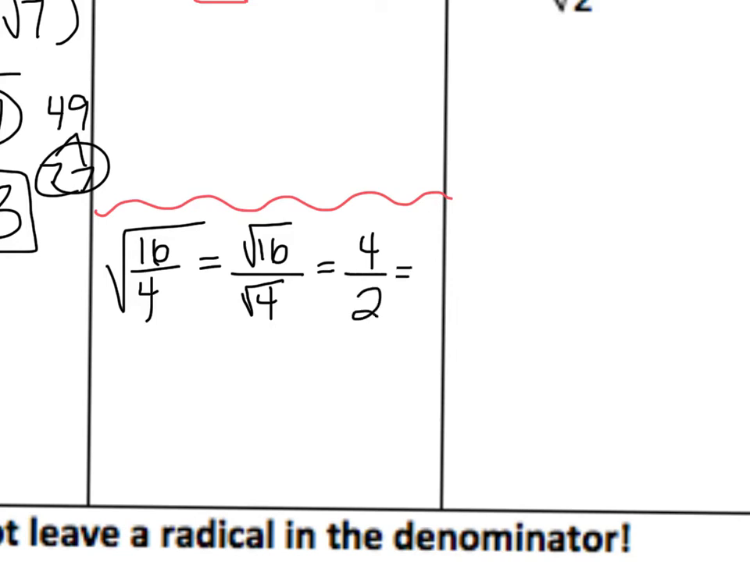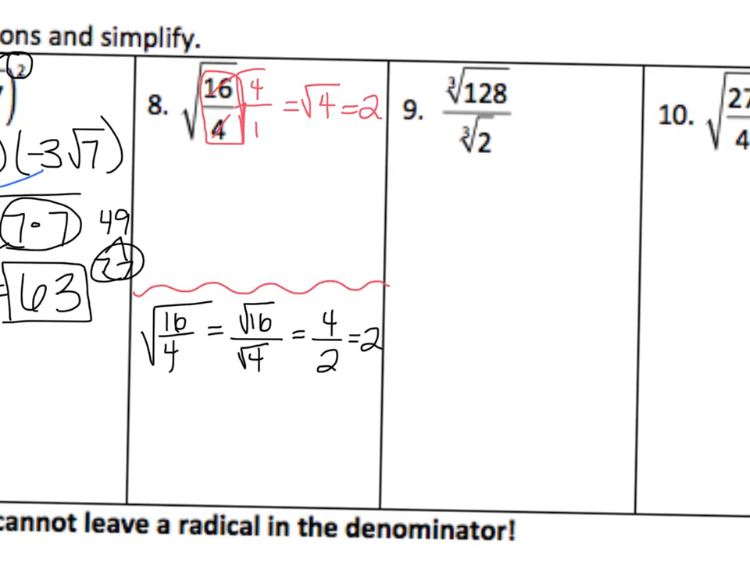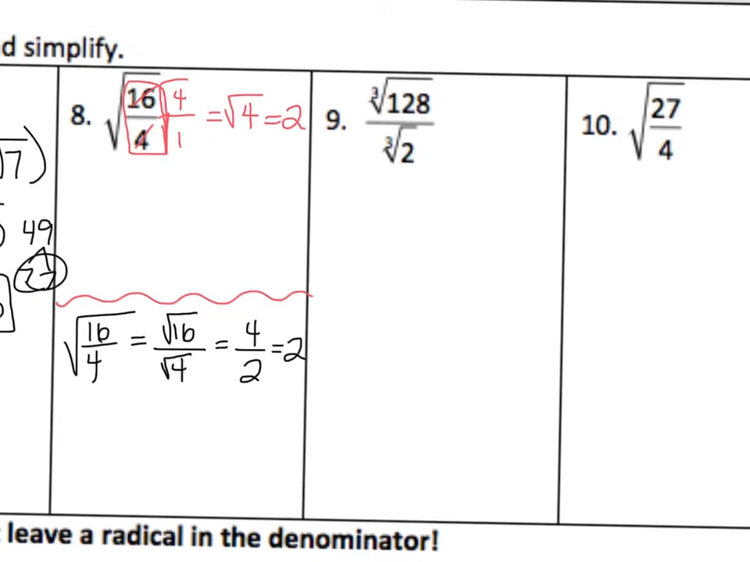And now 4 over 2 is 2. So I arrive at the same answer. It works both ways. You can square root the whole thing, or you can square root the top and square root the bottom. It doesn't matter to me. I think both ways are as simple as the next. So whatever makes sense in your brains.